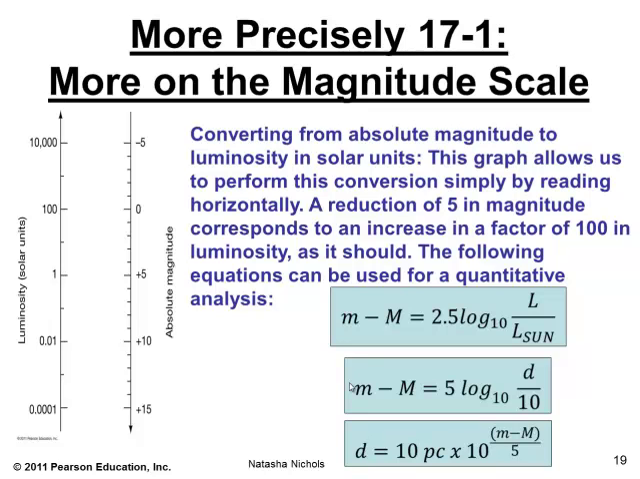If you don't have the distance and you're looking for the distance, then you can rearrange this equation for d, which is equal to 10 parsecs times 10 to the difference in magnitudes divided by 5. So it's the exact same formula, just 3 different ways of writing it, in terms of luminosity and distance.